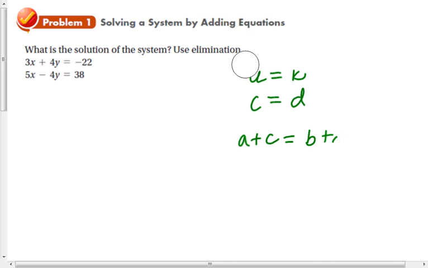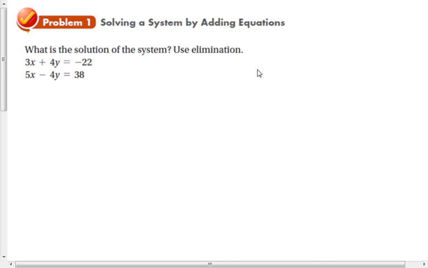So on this problem right here, you might notice that we have a minus 4y in this one and a 4y in this one. So if I add these two equations, these two expressions together, I can combine terms, the 3x and the 5x, and make that 8x. And now if I add 4y and negative 4y, that is equal to 0y. And then if I add the negative 22 plus 38, I get positive 16.